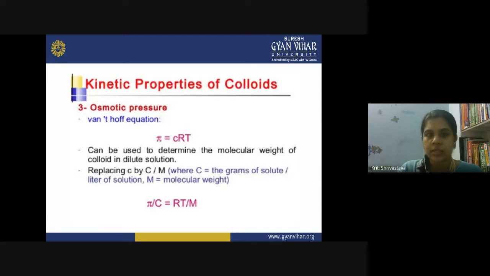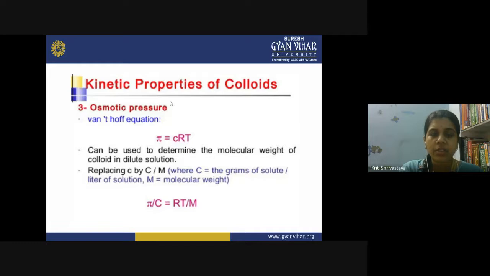Then in the third point, we have osmotic pressure. This property of colloidal solutions is similar to that of true solutions. True solutions also have this property of osmotic pressure, which you have seen in the case of ideal and non-ideal solutions. These are colligative properties, characteristic of a true solution, or the solution that contains a non-volatile solute. So osmotic pressure is also used to characterize colloids, and again we will use the van't Hoff equation here.